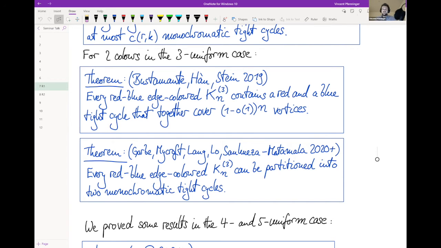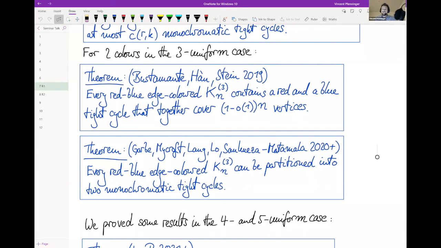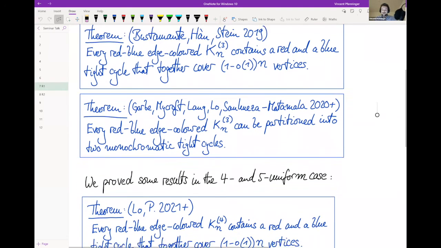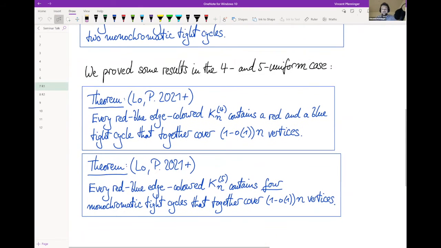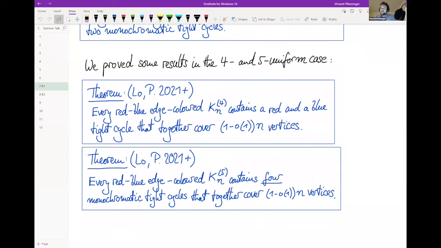Okay, and so we proved an analogous result to the Bustamante, Hàn, and Stein result here for the 4-uniform case. Namely, we showed that every red, blue, edge-colored K_n^4 contains a red and a blue tight cycle that together cover almost all of the vertices. Okay, and we also showed a result for the 5-uniform case. Here we were only able to prove that you can do it with 4 monochromatic tight cycles, but we really believe that 2 should be enough to cover almost everything. Okay, so if you have any questions about these results, then I would be happy to answer them now.